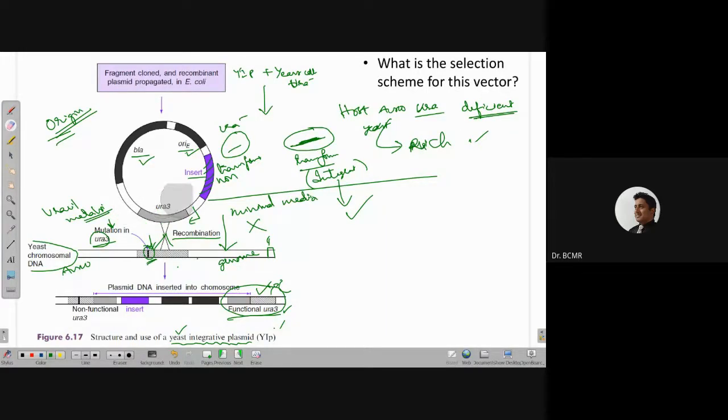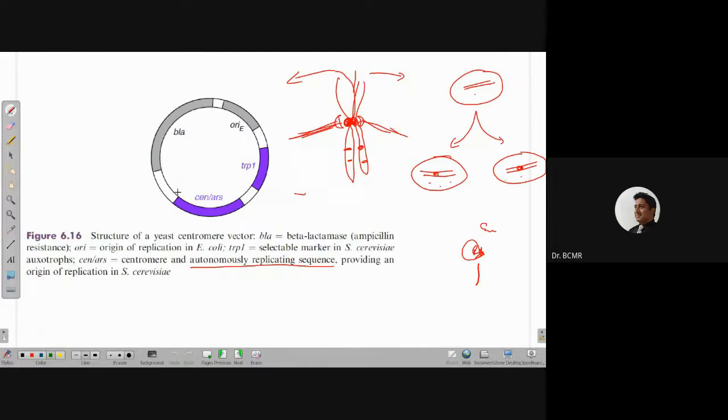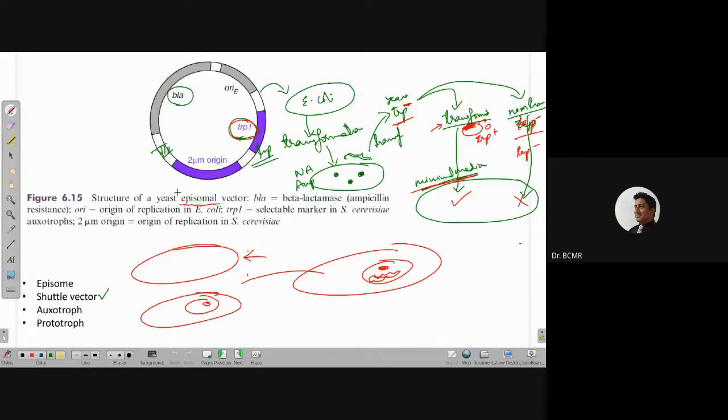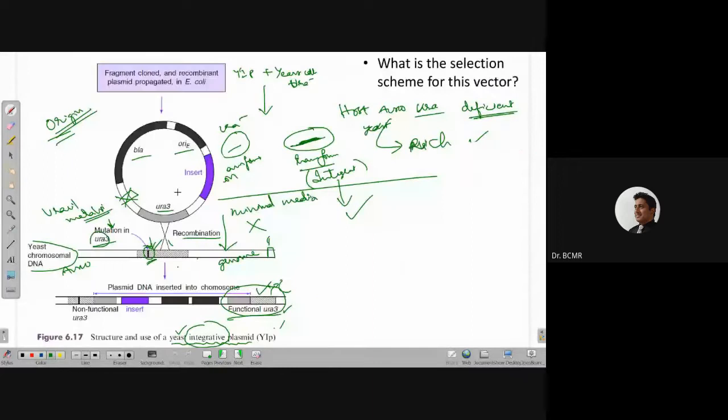So I hope you're trying to follow the scheme and where to focus. Everything is in the DNA. You should know why some things are there and why some things are not there. You want only the ones that are integrated. That means you should not have put any origin of replication for uracil. If you put one, it is just like the previous one, the centromeric one or the episomal one, right? I hope you understood this.